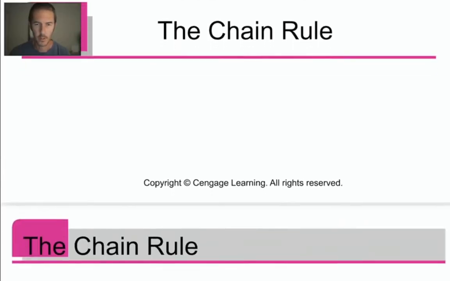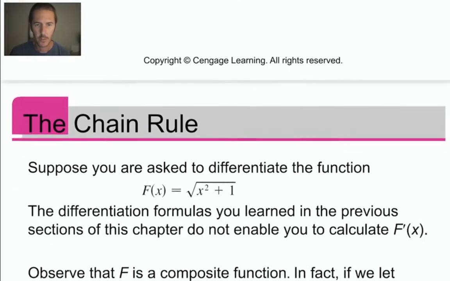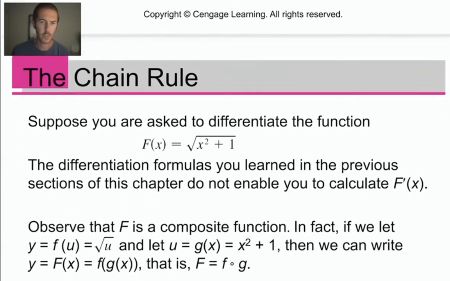I can get my screen to scroll here. Yep. So here's an example of a composite function. In f of x, we have an outer function, which is the square root function, and there's a second function that's happening inside the square root, which is x squared plus 1. So the chain rule is going to allow us to take the derivative of functions that look like this.